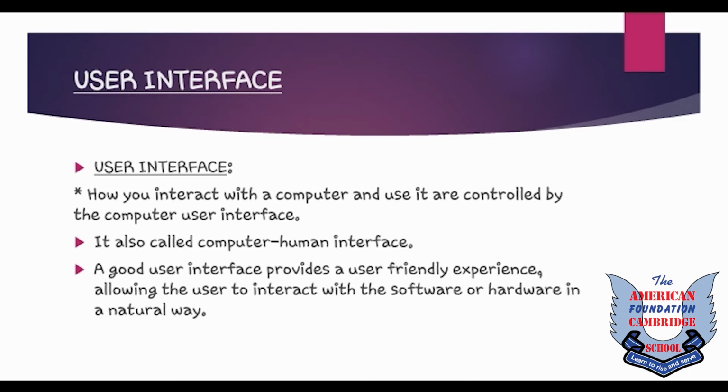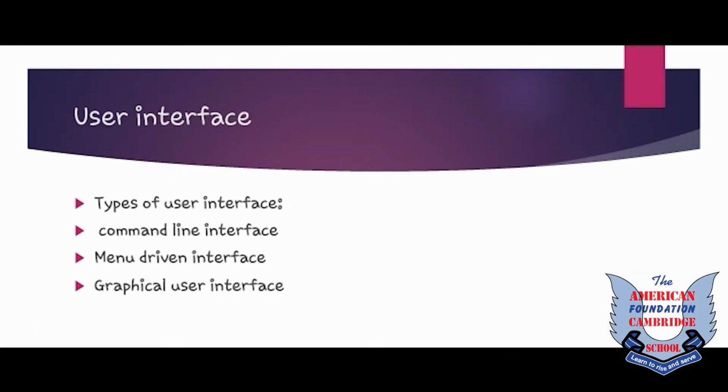Basically, the interaction between a computer and a person, and the interaction between hardware and software, is done by the computer user interface. Without a user interface, we cannot interact with a computer, and hardware and software cannot interact with each other. There are three types of user interface: command line user interface, menu driven user interface, and graphical user interface. All these types we will discuss one by one.